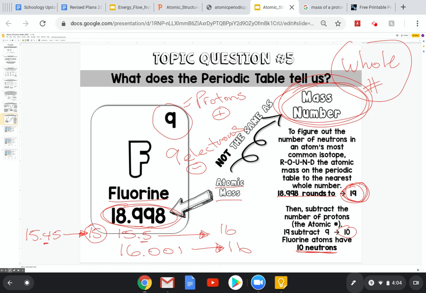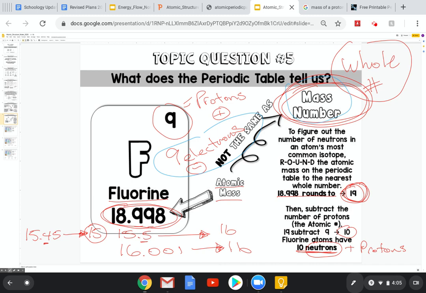Now, you'll notice that neutrons plus protons are the only ones that give us mass. They're the only subatomic particles that give us mass. They are both equal to 1 AMU. Why aren't we including any of the electrons, guys? Well, the electrons don't have any mass. They're equal to 0 AMU, so we can't include them in our mass number.